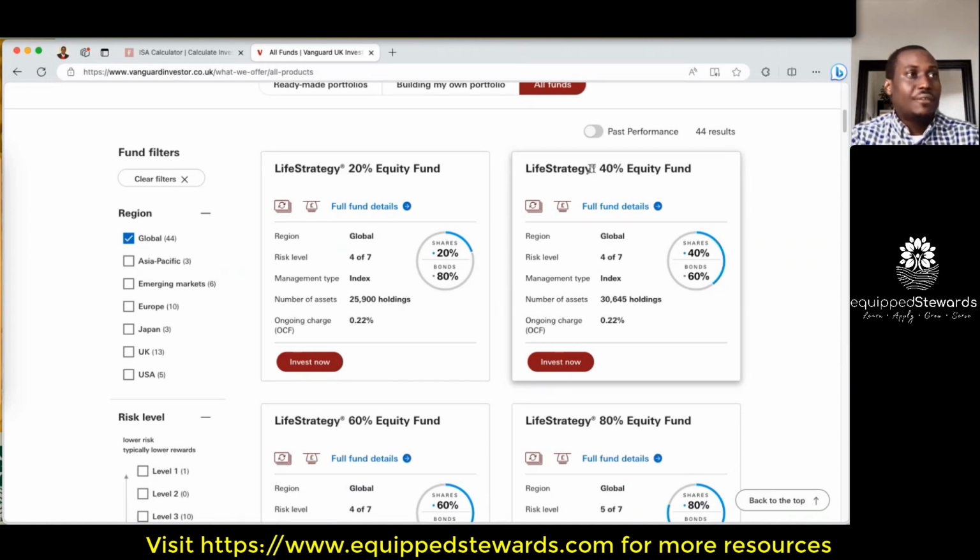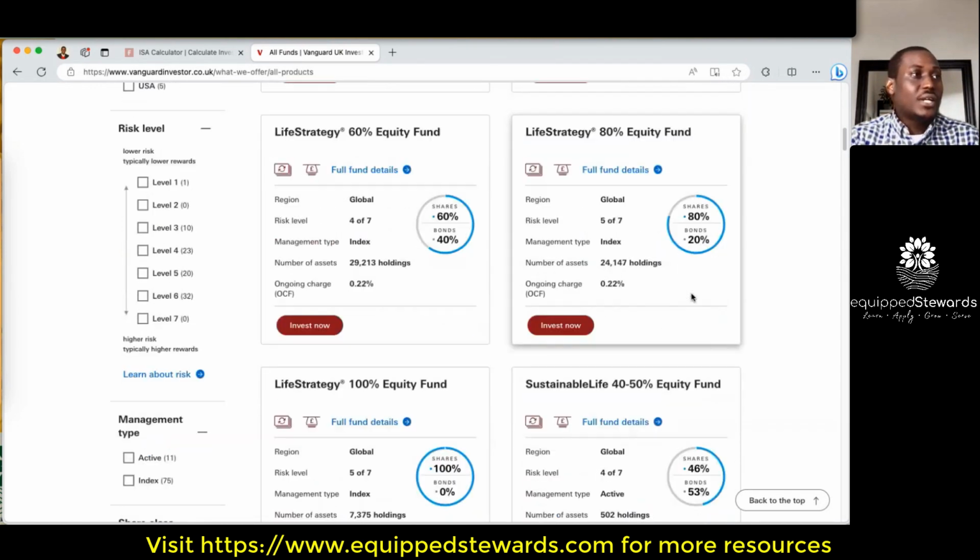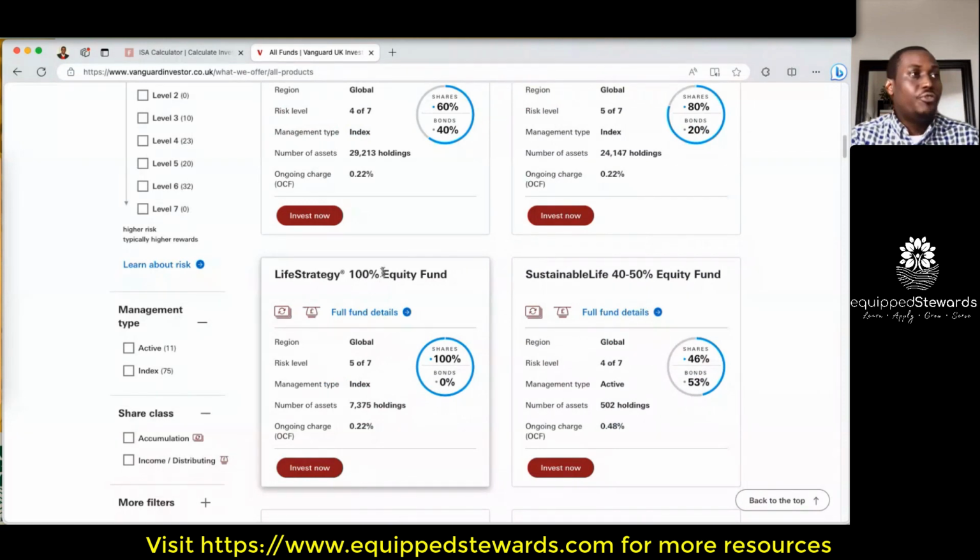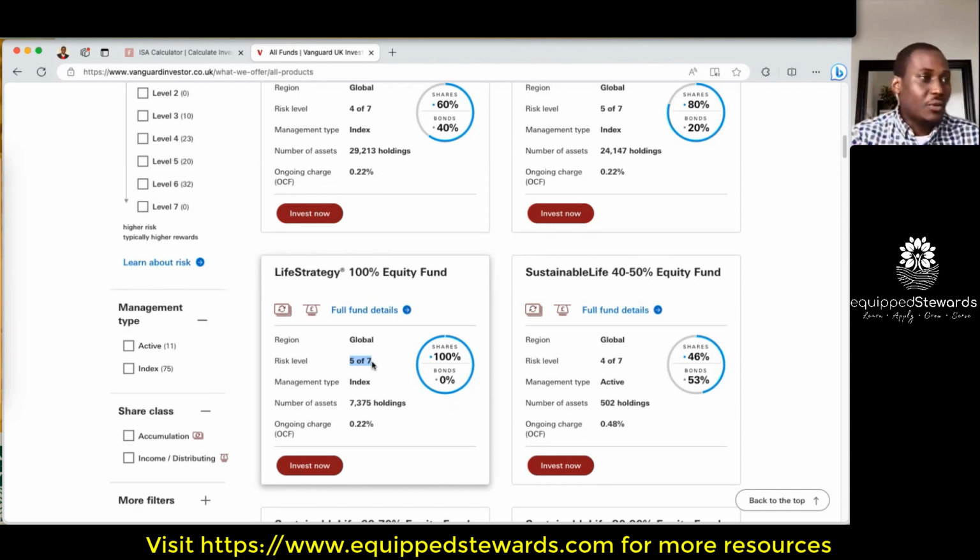Then if you go to life strategy 40, it goes to 4 out of 7. That's 40% shares, 60% bonds. And you can go up to even 100% equity funds. And here it means 100% in shares and 0% in bonds. And here, as you can see, it is risk level 5 of 7. So here it's basically focusing on 100% equity.